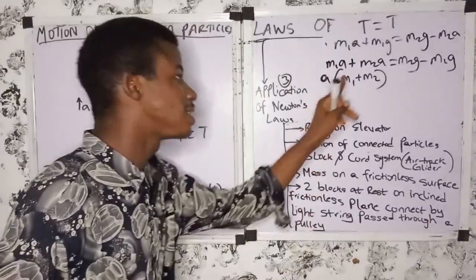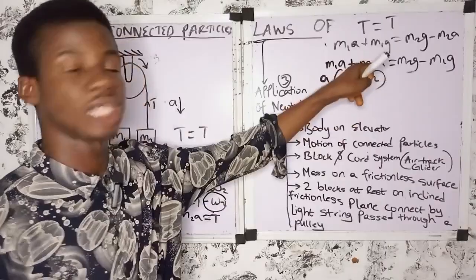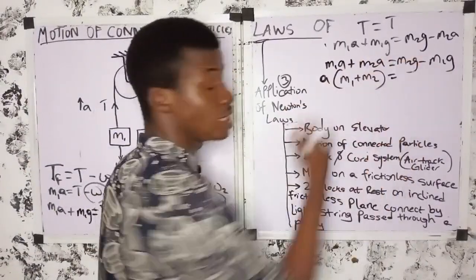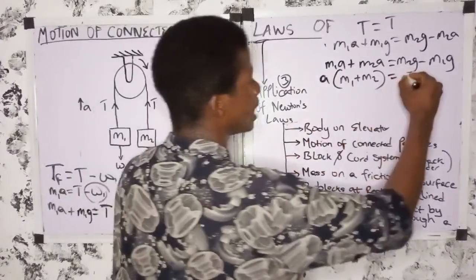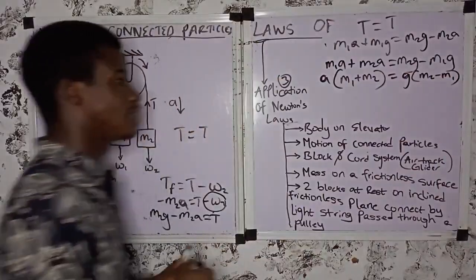Because m1 times a will give us m1a, and a times m2 will give us m2a. So it's the same thing. Okay, same goes for here. The g is common here, so we bring out g, then bracket open m2 minus m1. So that is just it.